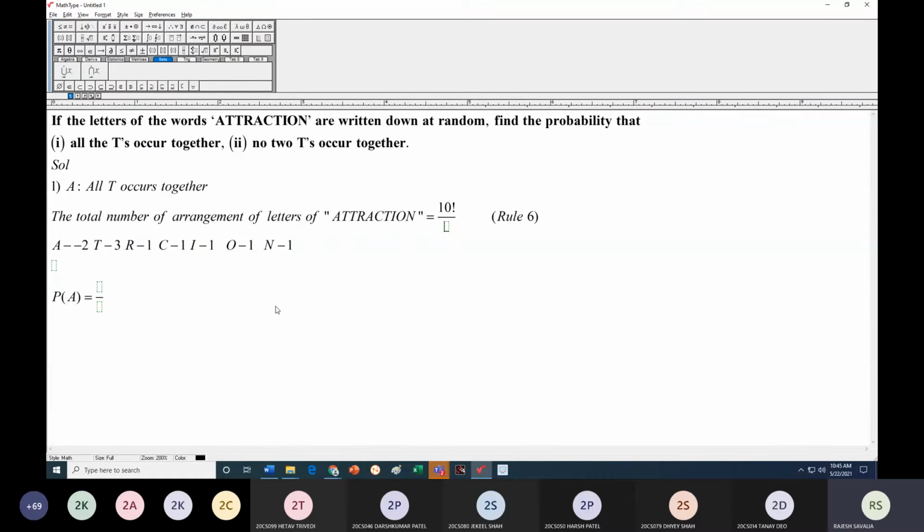So for the denominator, the first letter is 2, so 2 factorial. Next letter is 3, 3 factorial. The next letters are 1, so 1 factorial is 1, no need to write anything. So the total number of permutations of 10 letters is 10 factorial divided by 2 factorial into 3 factorial. So that is our total number of possible ways, the total number of arrangements of letters. That is your denominator. Any doubt?